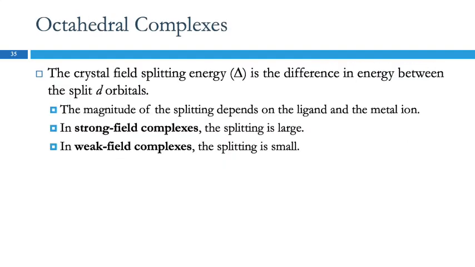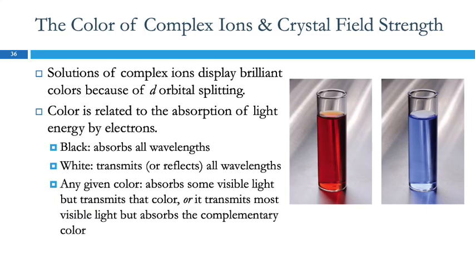So the crystal field splitting energy is the difference in energy between those split d orbitals. And how much they are split, the size of that splitting, will depend both on the ligand and the metal ion. So we have strong field complexes and weak field complexes. In strong field complexes, the splitting is large. The difference in energy is large. In weak field complexes, the splitting is small.